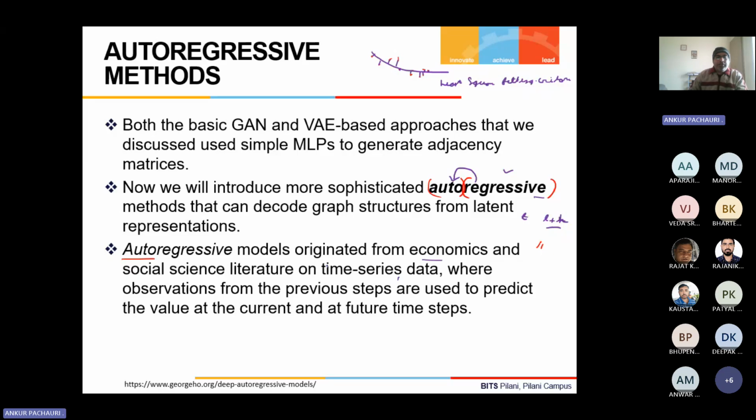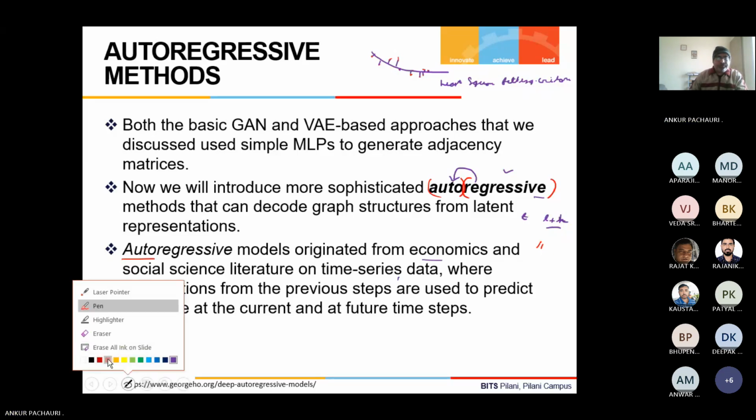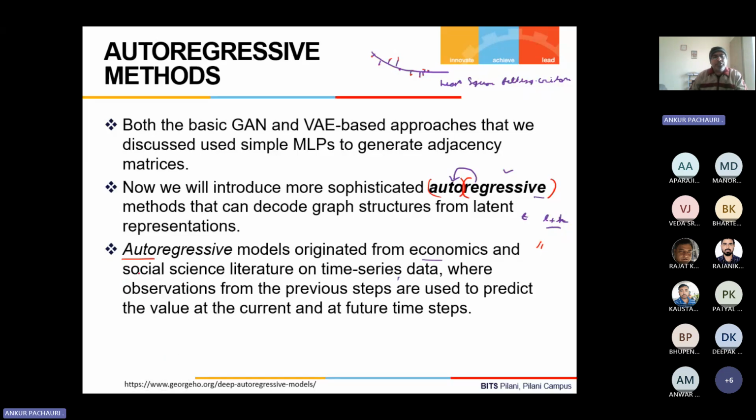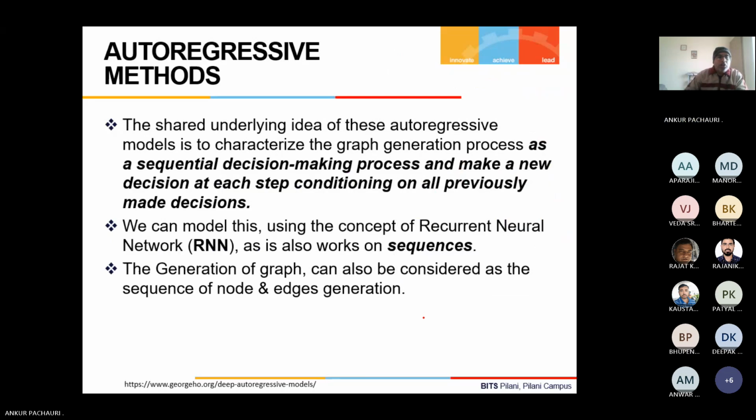From the economics and social science literature on time series data, the observations from the previous steps are used to predict the values of the current and all future time steps. So the shared underlying idea of this auto-regressive model is to characterize the graph generation process as a sequential decision-making process. That decision is whether there should be an edge or connection between them or not.